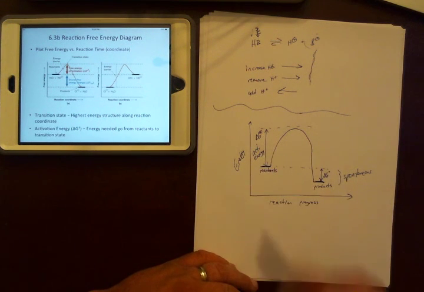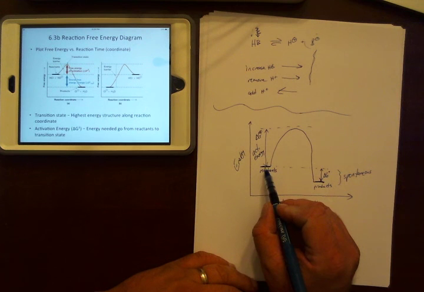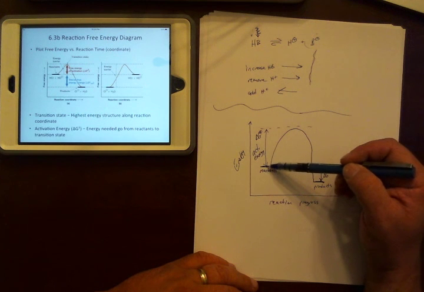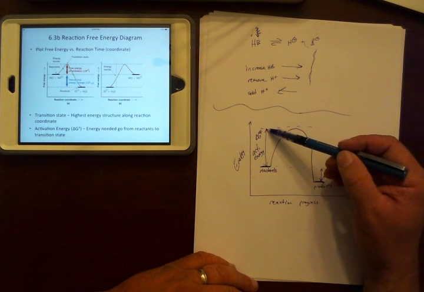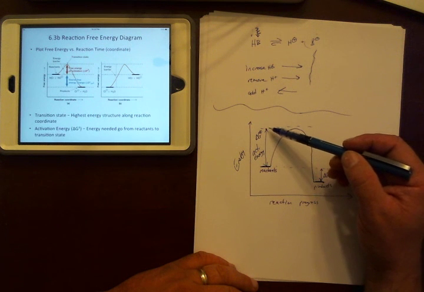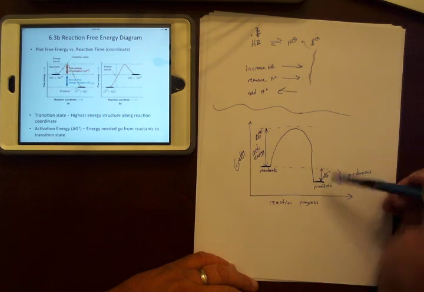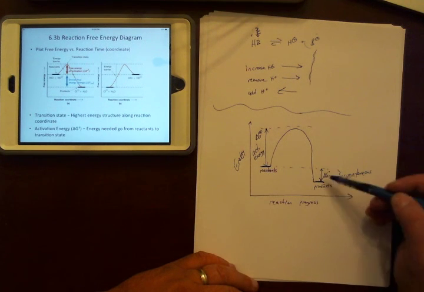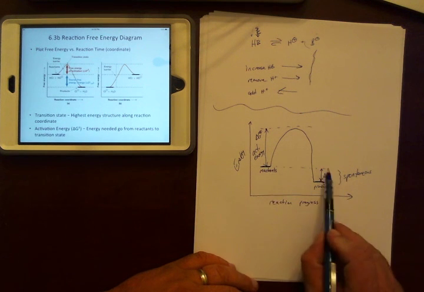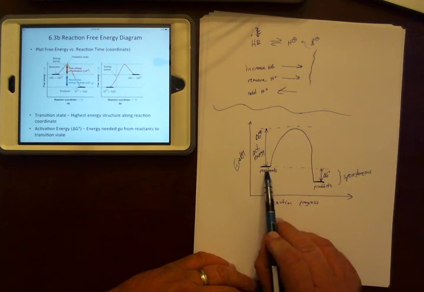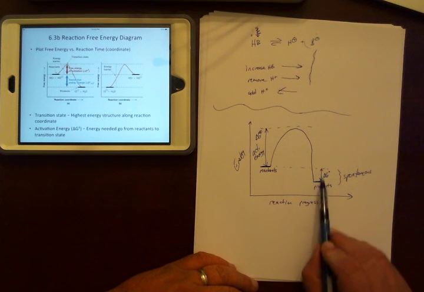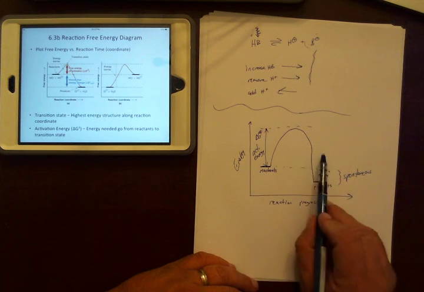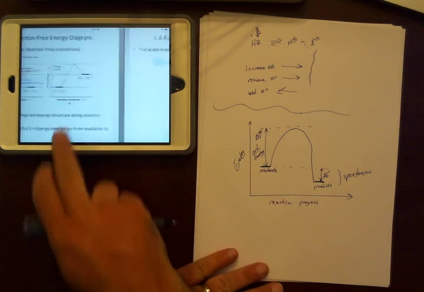So all the delta G's are relative to where you started with the reactants. Your activation energy is going to be from the reactants to the highest peak it has to go over to get to the product side. Your delta G 0 is going to be the gap between the energy of the reactants and the energy of the products. Now, if it was below, it would be spontaneous. If it's above where the reactants are, that means it's non-spontaneous. So there you go.